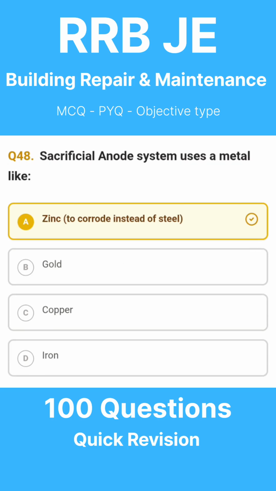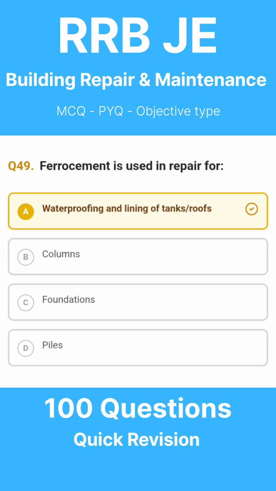Question 48. Sacrificial anode system uses a metal like. The correct answer is zinc to corrode instead of steel. Question 49. Ferrocement is used in repair for. The correct answer is waterproofing and lining of tanks or roofs.